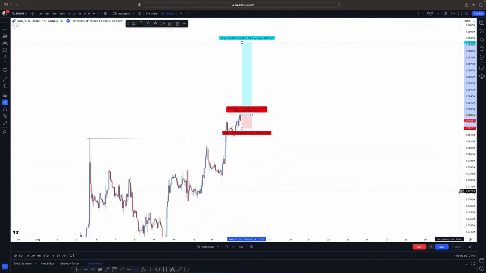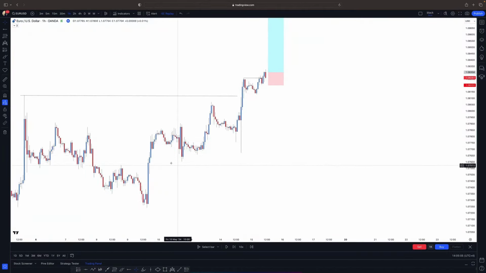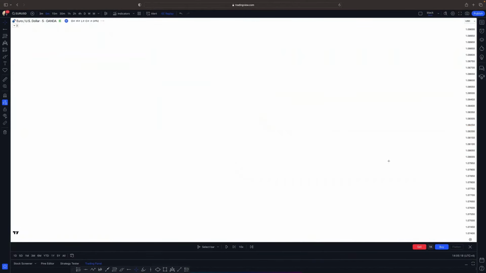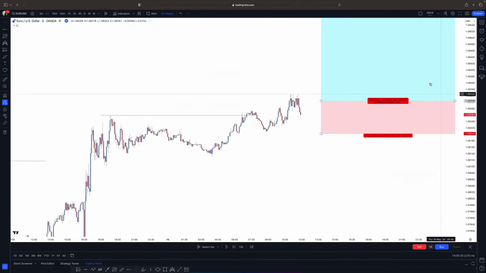If you take a look at the 1H time frame, you can see price created a high, a low, high, low. We took out this high, created a new high, a low, and right here we took out this high as well. So when we took out that high, I was waiting for a retracement and then a push to the upside, right? So this is what I did on the 5-minute time frame.